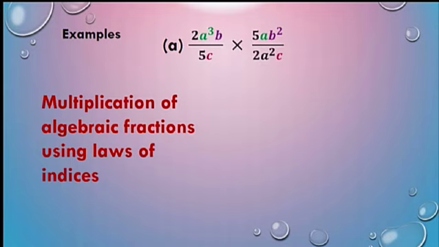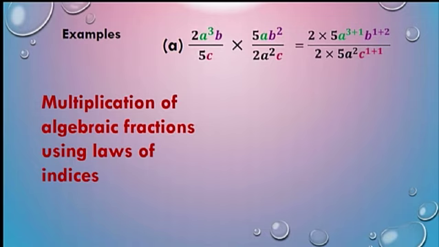The first example: 2a power 3 b over 5c multiplied by 5ab squared over 2a squared c. When multiplying the two numerators, you will see that we have a in both numerators, and we also have b in both numerators. According to the multiplication law of indices, we need to add the powers. So we have 2 times 5, a power 3 plus 1. Using the multiplication law of indices, we are adding the powers of a, then the powers of b.